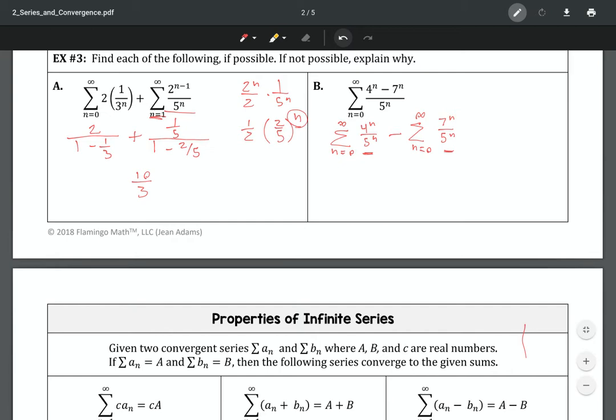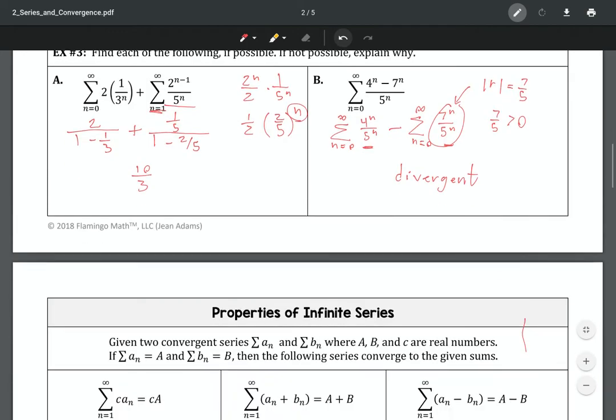Now, the problem is that on this one, I know, according to the definition, that if the absolute value of R, which is 7/5, is greater than 1, according to the definition of a geometric series, then the series is going to converge. Excuse me, diverge.